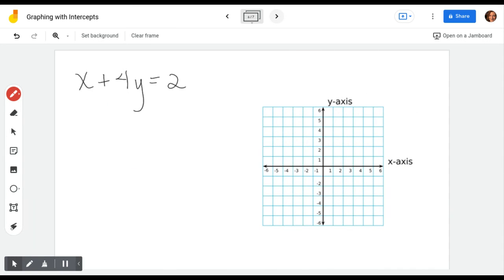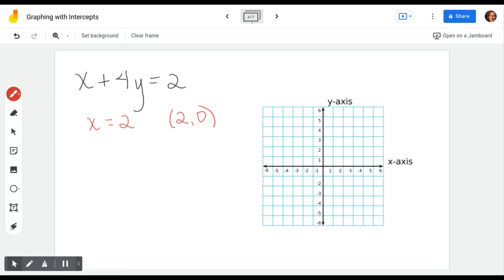Let's do one more. x plus 4y equals 2. Okay, to get my x-intercept, I'm going to put a 0 in for y, and it makes that disappear. And I have x equals 2. There's nothing to solve there. It's already done. It's telling me that x is 2 when y is 0.